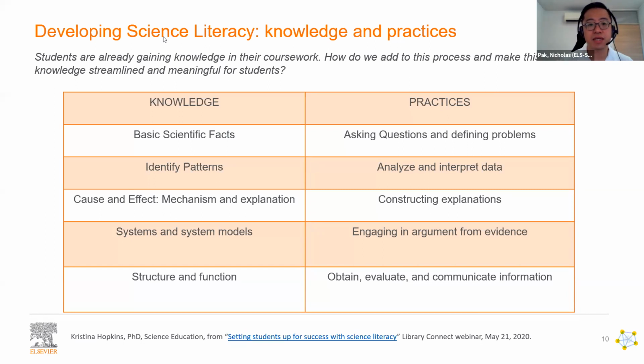You have systems and system models. And then the next thing would be to actually engage in argument from evidence. Lastly, we have structure and function. And a very key way of improving practice will be to obtain, evaluate, and communicate information. So we can see in this process, in terms of knowledge and in terms of practice, these are two very important components here, right? Having knowledge and being able to apply the practice to this knowledge. So let's go on to the next step.